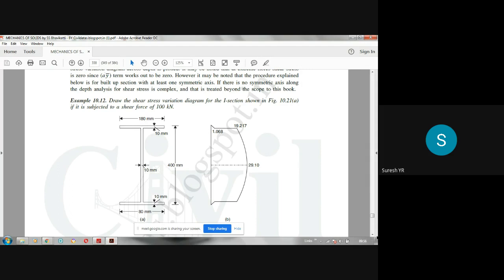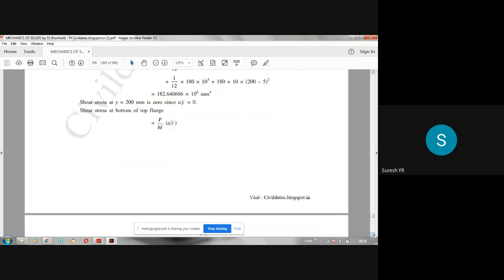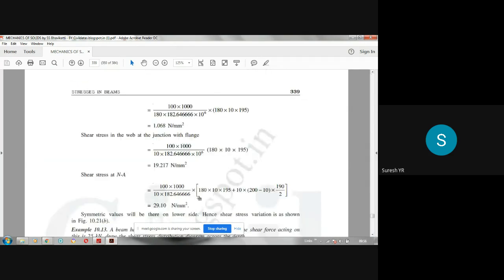So that is what we have to write here. See here, A into Y bar for this will be 180 into 10 into 195. This is for the flange portion, plus 10 into 200 minus 10 is 190, into 190 by 2, that is 95. So this is for the web portion. This is what I told. So this is A into Y bar.